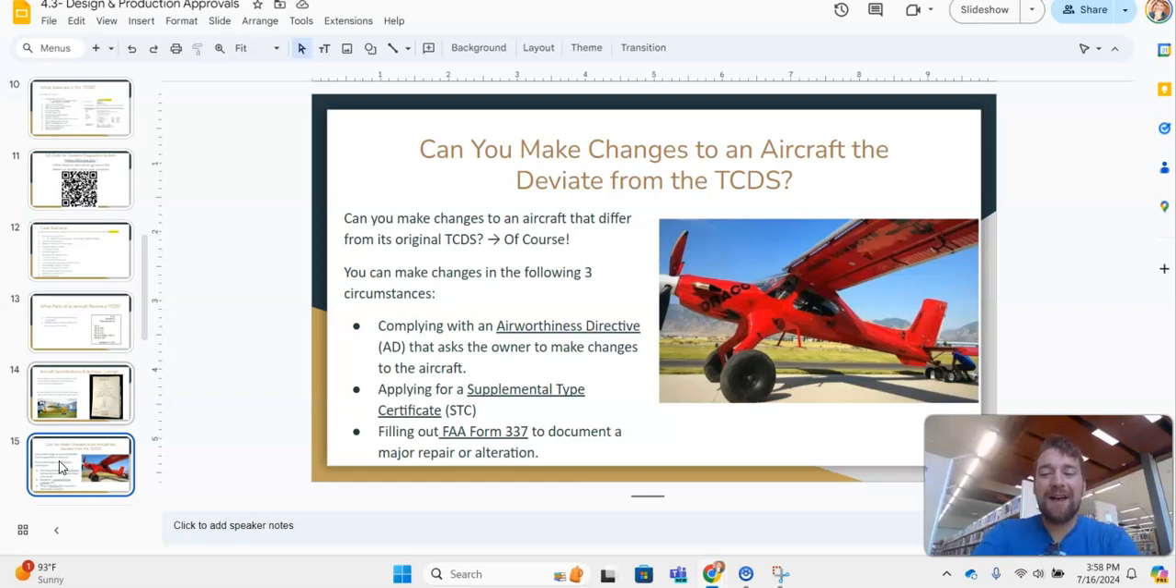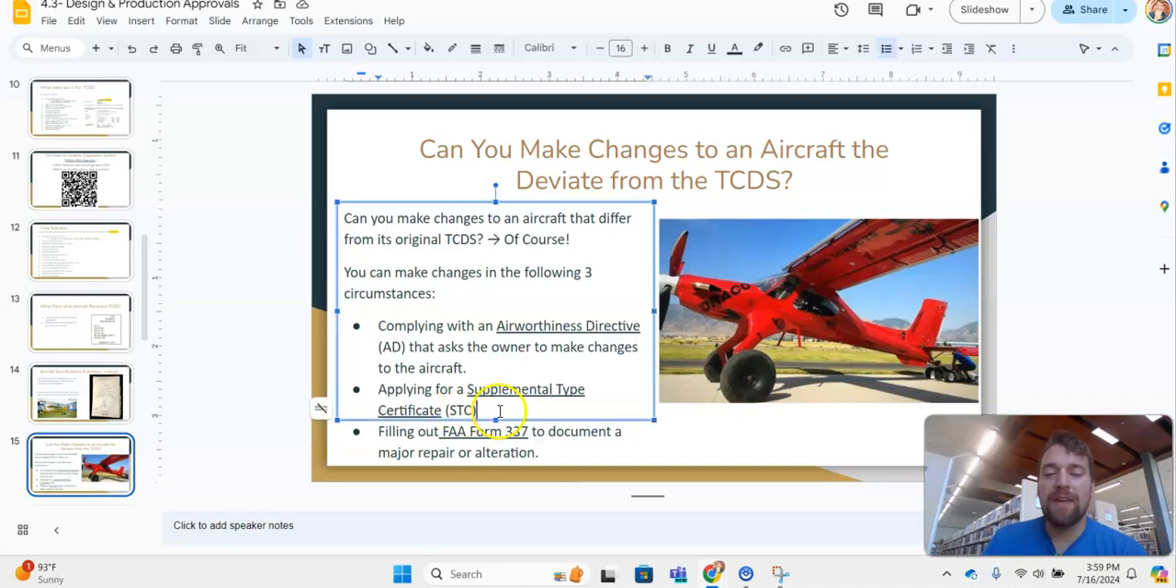Now, a TCDS is approved documentation from the FAA that a certain configuration of aircraft and design is approved. Does that mean you can't make changes? No, of course not. You can make changes, but only under the following 3 circumstances. If you have an airworthiness directive that is telling you that you have to make changes to the aircraft, then that's considered approved and that supersedes the TCDS. If you're also applying for a supplemental type certificate, basically if you yourself want to make a modification to an aircraft, you have to apply to get a type certificate if you want to make a deviation to the change.